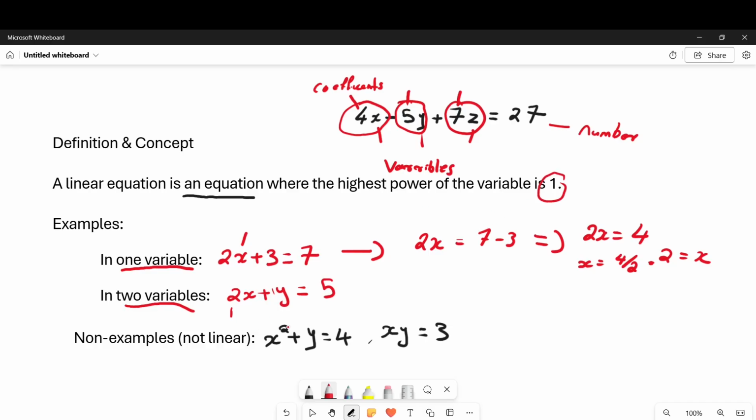There is no x square. This equation is not a linear equation. Why? Because the power is 2. So the power of the x is 2, so it's greater than 1. That means, as per the statement, this is not a linear equation.